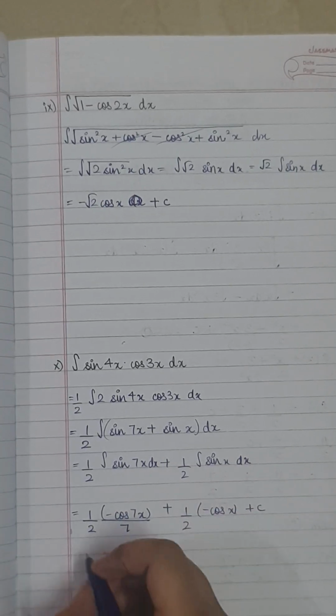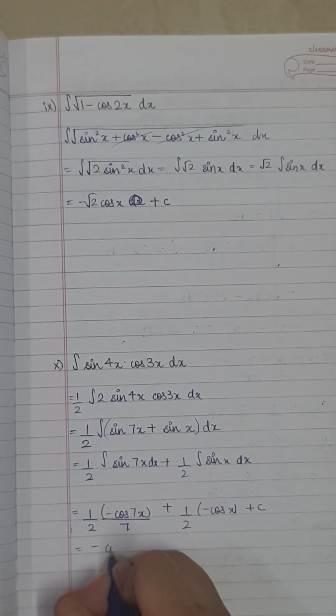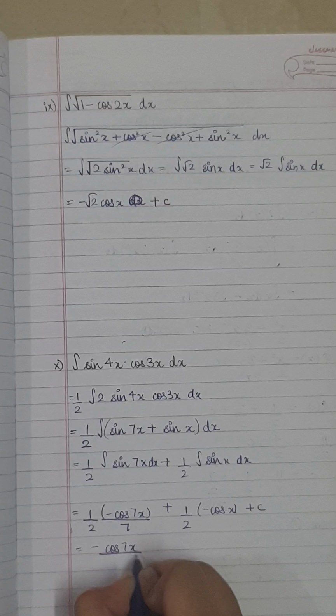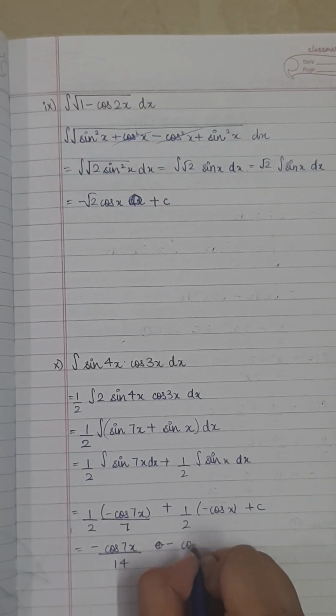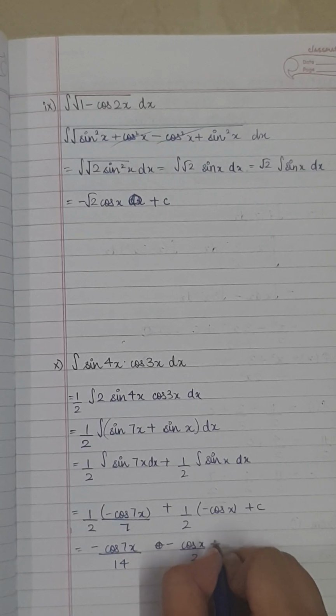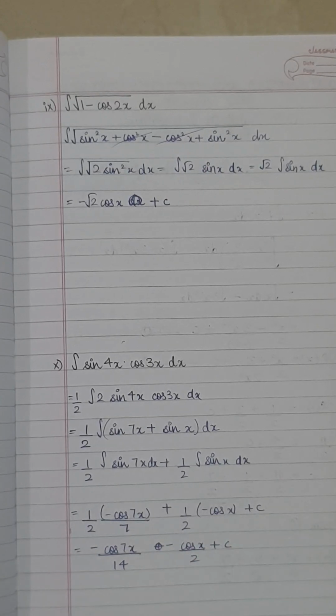Don't forget to add the c. So what is it now? Minus cos 7x upon 14 minus cos x upon 2 plus c. And that's it. That's your answer.